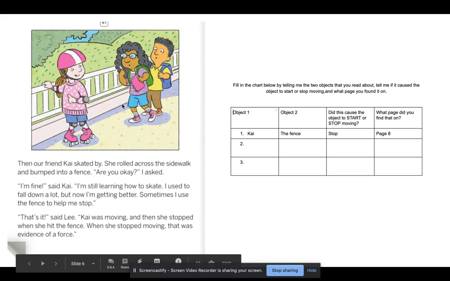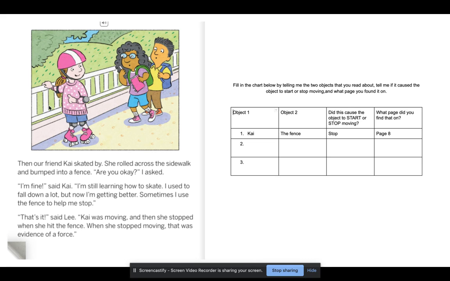So we know that Kai was the one object. She was the one moving really, really fast. But how did she stop? She used the fence to help her stop. And we know evidence of a force has to be something starting or stopping to move.